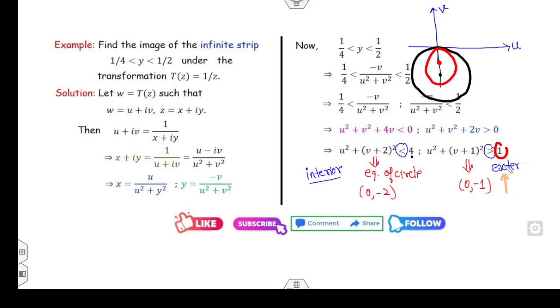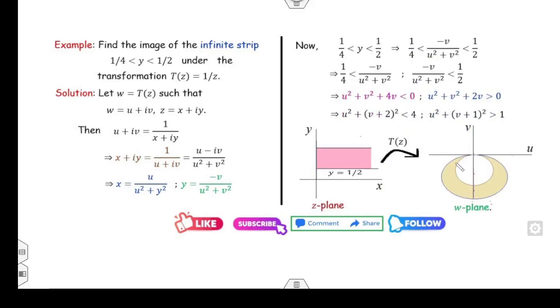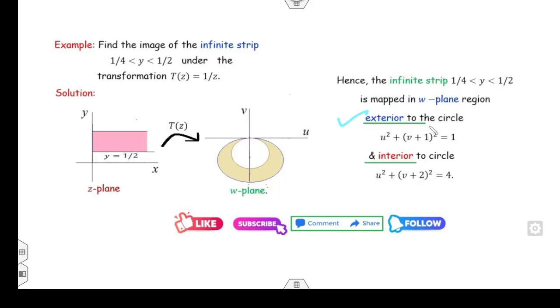The portion is exterior to the circle. This red portion is exterior to the circle and this portion is interior to the circle. So my graph will be that, a contour in between them. Clear? You can see your shaded portion is the region exterior to the first one and interior to the second. That is exterior to the circle and interior to the second.